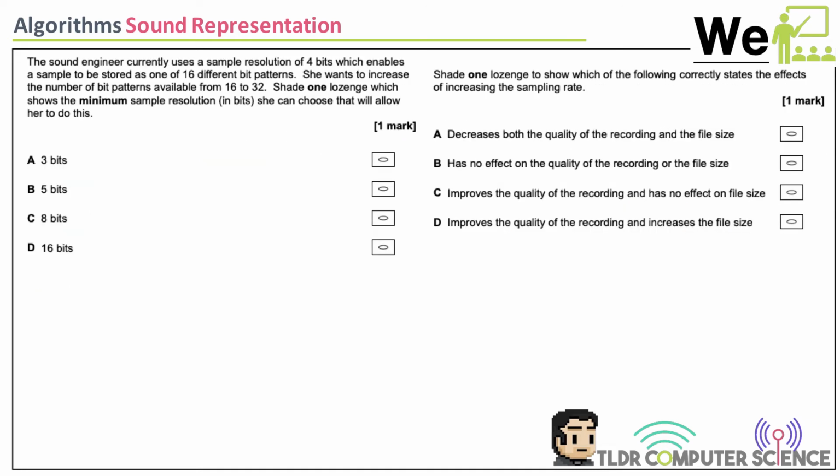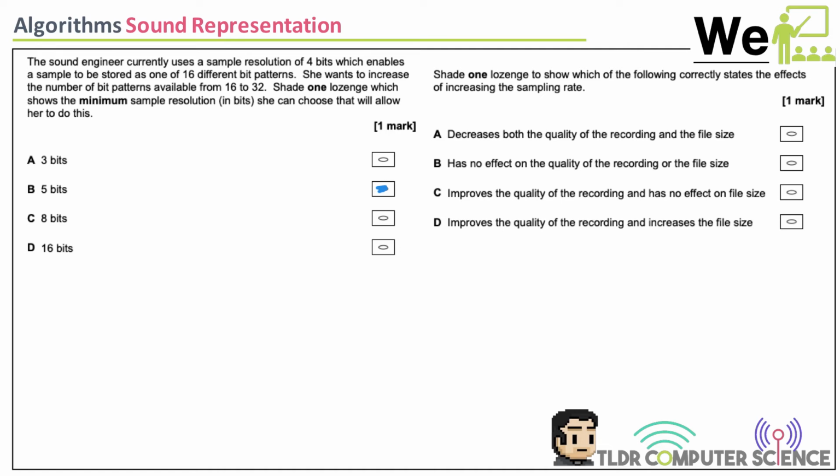Beautiful. Super quick. The sound engineer currently uses a sample resolution of 4 bits, which allows them to do 16 different bit patterns. She wants to increase the number of bits from 16 to 32. So remember, this is the same as color depth, same deal. If you want to go from 16 to 32, there you go. You double, so you add 1 more bit, that gets you 5 bits, will get you 32. What would 3 bits get you? How many different values? 8. What about 8 bits? 8 bits will get you 256. 16 bits, 65,536. I know. I didn't do that in my head. I just remember the number.